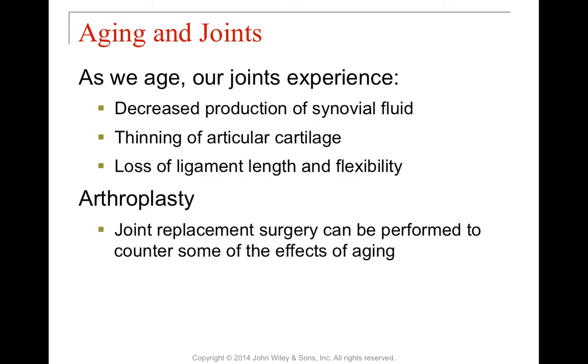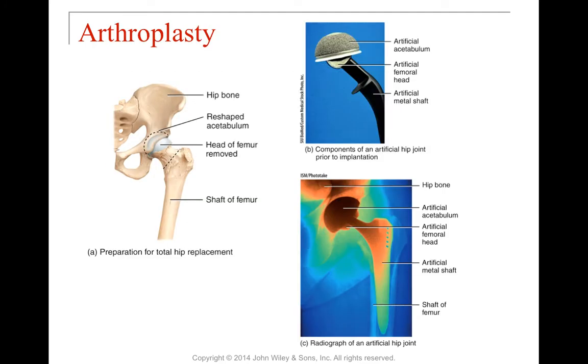And as we get to the point where our joints truly fail us, we can replace our joints with a surgery called arthroplasty, and that will help counter the effects of aging. So here's an example of an arthroplasty for a total hip replacement. So they're going to keep the shaft of the femur, and they're going to keep the hip bone. But what they're going to do is they're going to remove the head of the femur. So they're going to grind this right on down, and then they're going to put in an artificial hip joint.